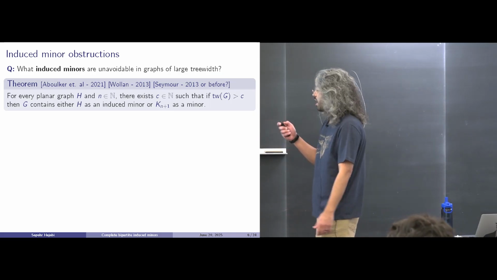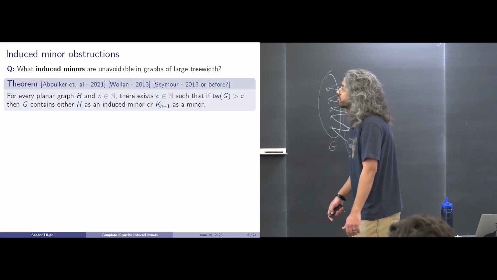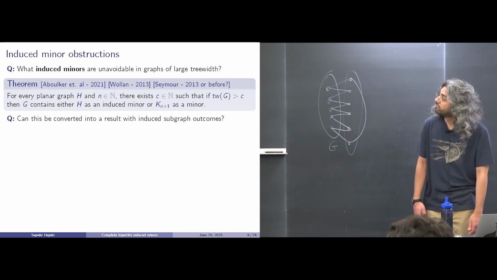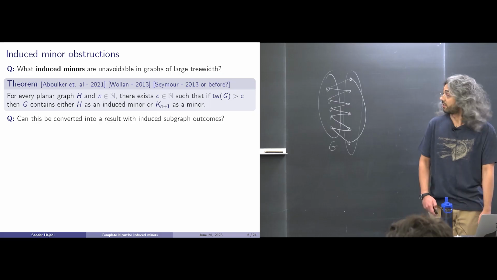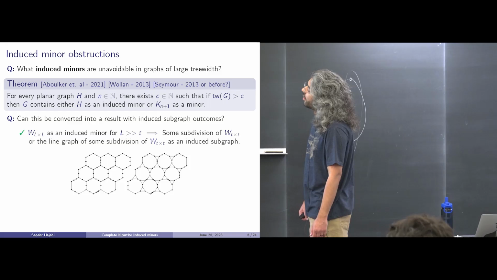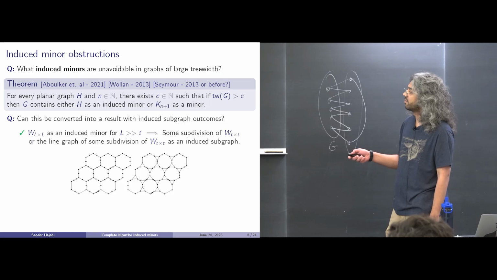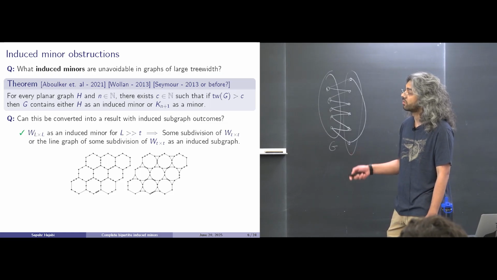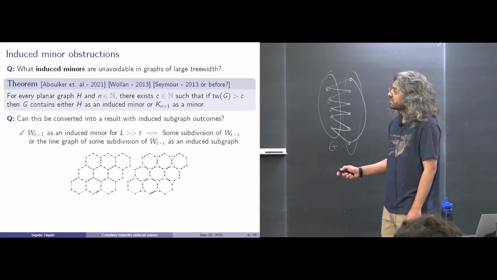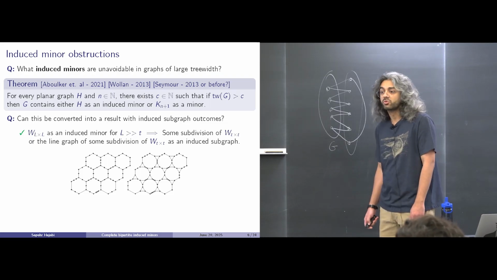So let's see. I have the outcomes over here, a large planar graph as an induced minor and a large complete graph as a minor, and I want to see if I can turn them into induced subgraphs. Yeah, this is what I just said. And for the planar induced minor, we are good, because it is well known, and it's easy kind of to check, that if you contain a sufficiently large wall as an induced minor, then it implies that your graph contains either some subdivision of your favorite wall or the line graph of some subdivision of your favorite wall as an induced subgraph.